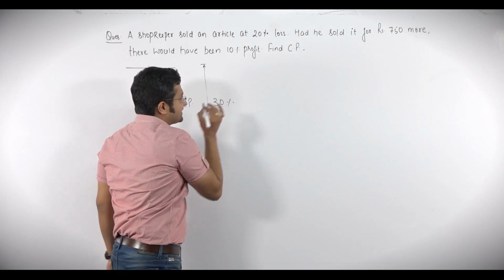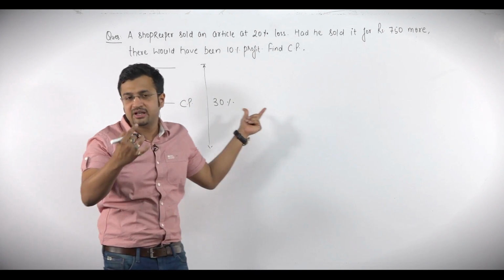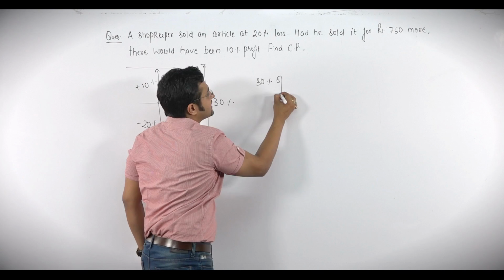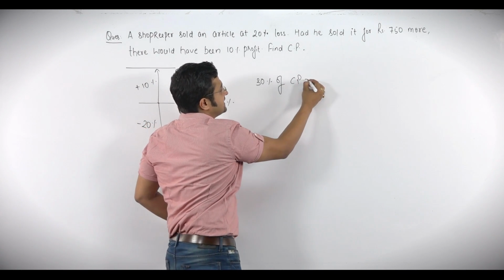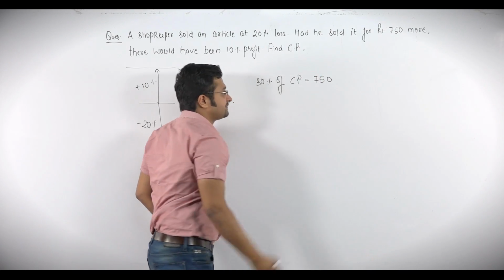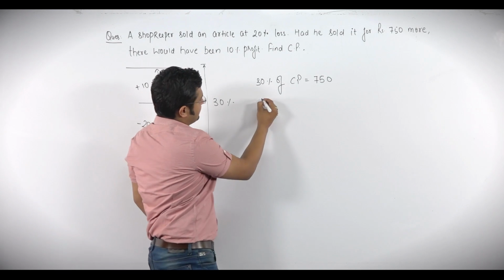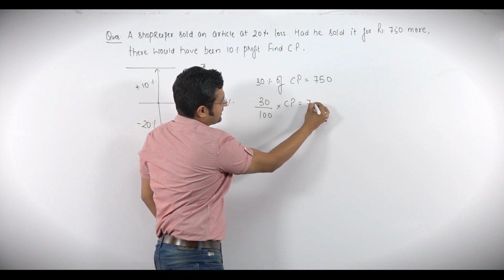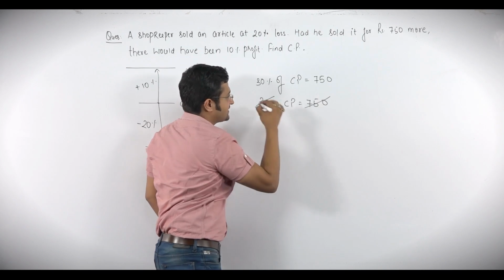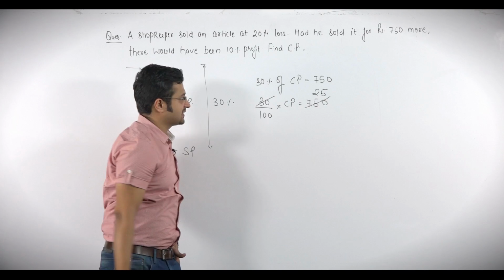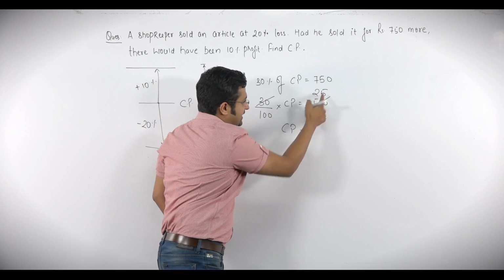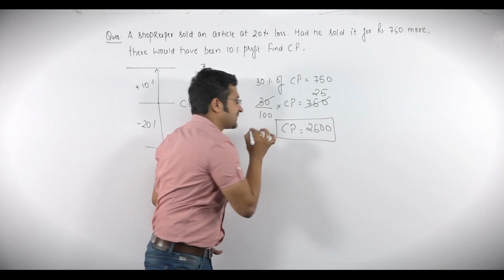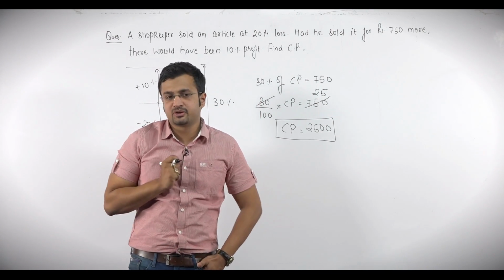750. That means, can I say this 30% is equivalent to 750? So we can say 30% of cost price is equal to 750. What is 30%? 30% means 30 by 100 into CP is equal to 750. Now 30 will cancel it how many times? 25 times. And CP will be 25 into 100, that means rupees 2500. This is the easiest way to solve this problem.